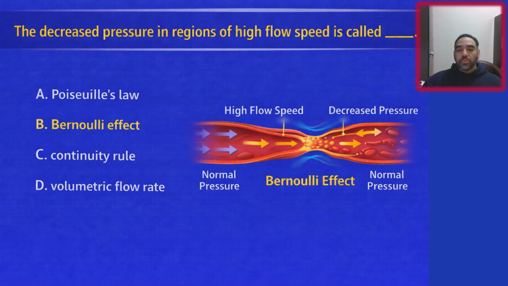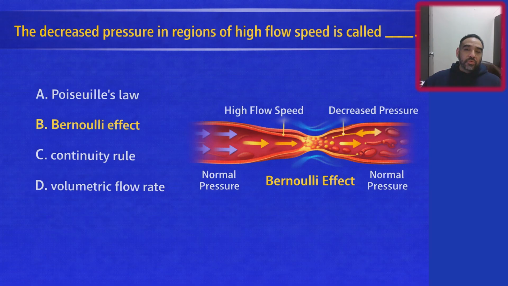The next one is C, the continuity rule. So the continuity rule says that Q is equal to A times V. So if area decreases, velocity increases to keep that flow constant. Continuity explains why velocity increases in a narrowed region, but it doesn't explain why pressure decreases. Bernoulli explains the pressure change. So students often mix these two, and exam writers love this to throw you off.